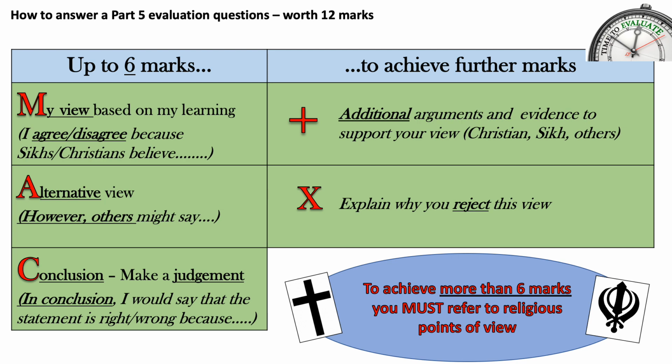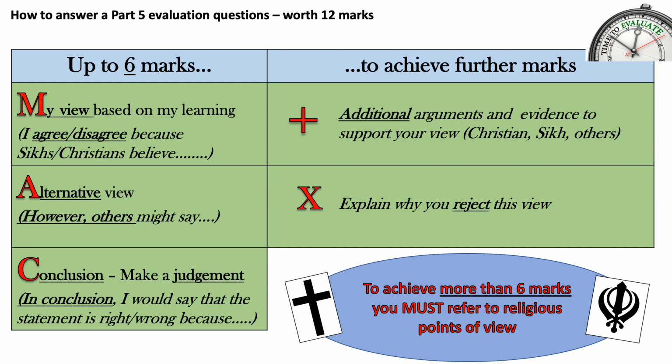And then finally, up to those 6 marks, we have the conclusion paragraph. So you're making a judgment based on the information that you gave on your view, and then the alternative view. In conclusion, do you think that that statement in the question is right or wrong? And then obviously it's really important to give a reason why you've made that particular judgment. That, if done well and given lots of reasons and lots of evidence from your learning, the examiner should be able to see that you have a really clear knowledge and understanding of Sikhism or Christianity, and you're able to give reasons for your viewpoint. That should get you up to 6 marks, giving 2 points of view.